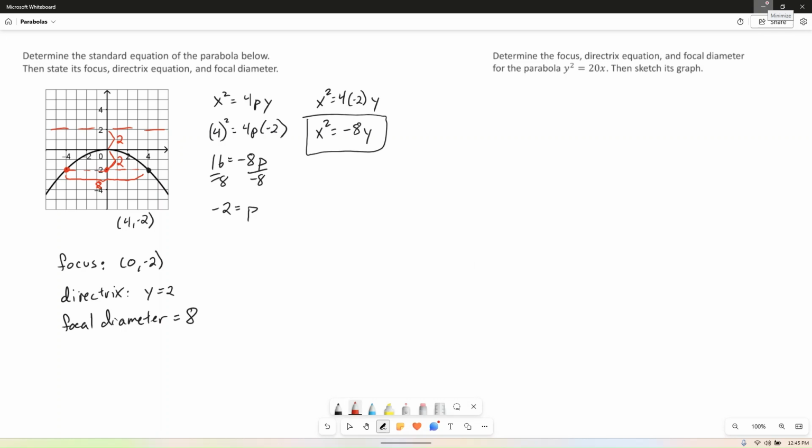And the 8 that's in our equation corresponds to the length of the focal diameter. So in general, you could think of the focal diameter as the absolute value of 4 times p. So it's going to be whatever number's in front of the linear variable. In this case, that's in front of y, and we don't need to worry about whether it's positive or negative. So the focal diameter is going to be 8.